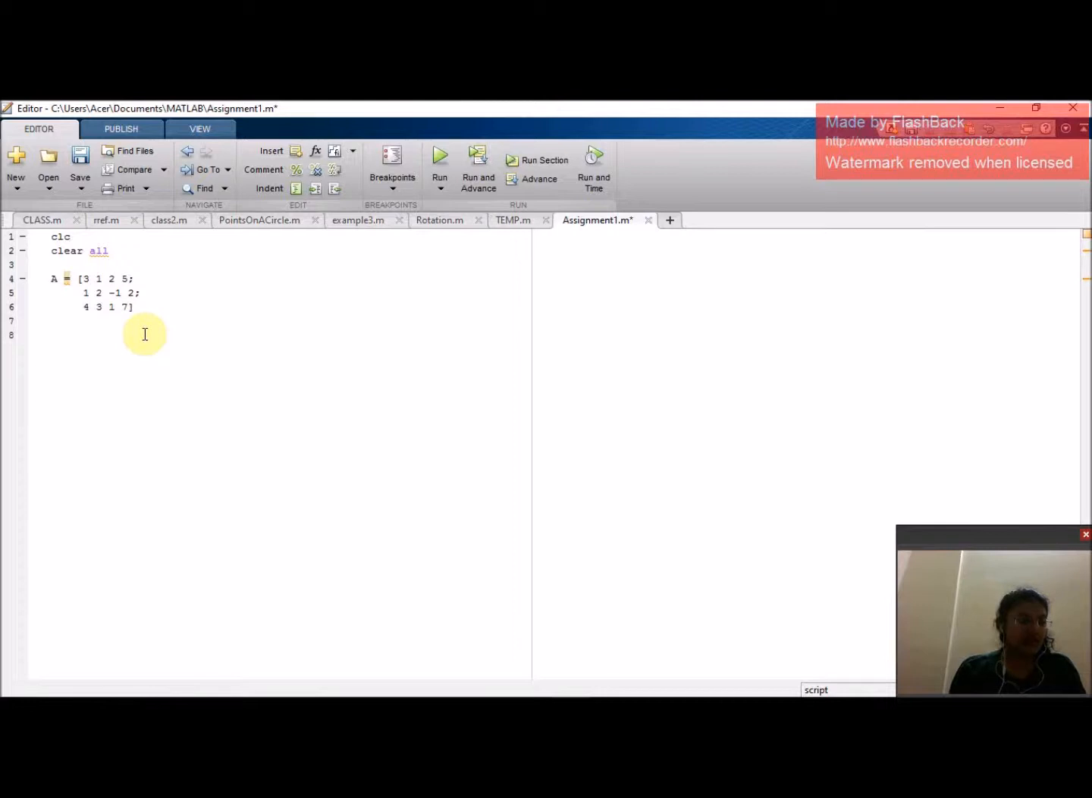And the third condition is entries below all non-zero leading entries should be 0. So again, if 3 is our leading non-zero entry in the first row, in place of 1 and 4 there has to be a 0.